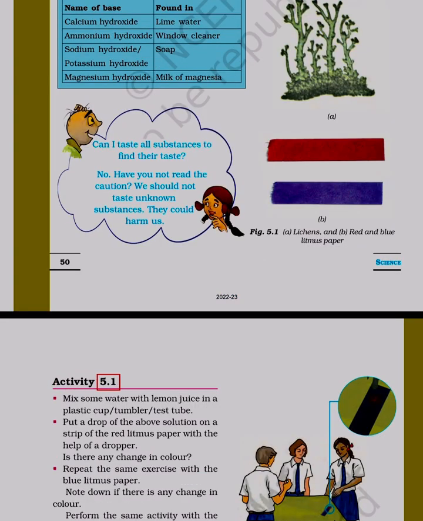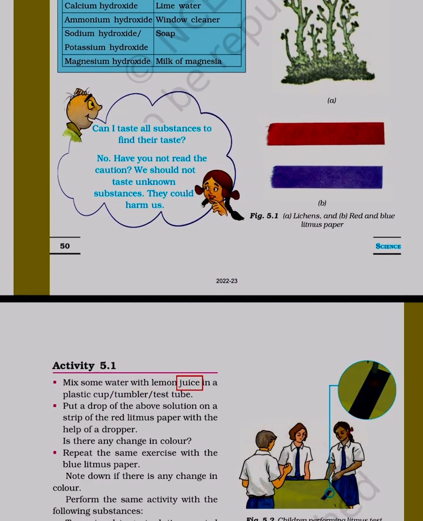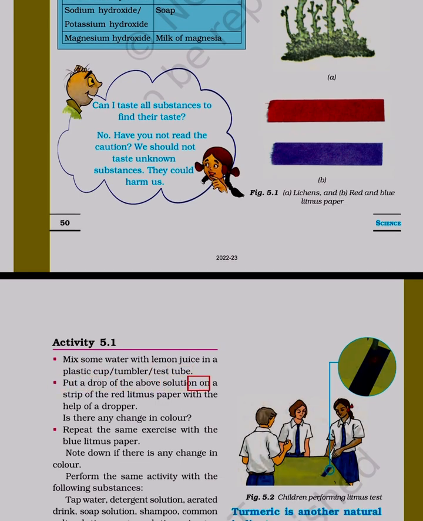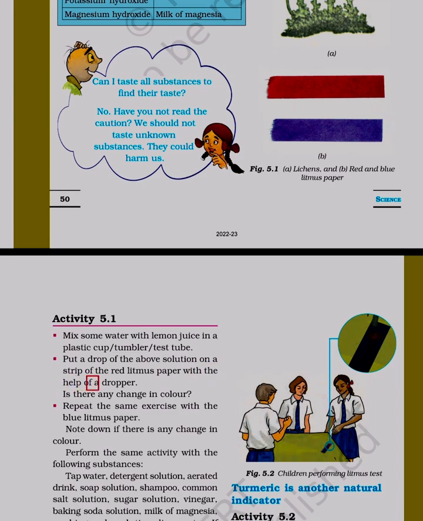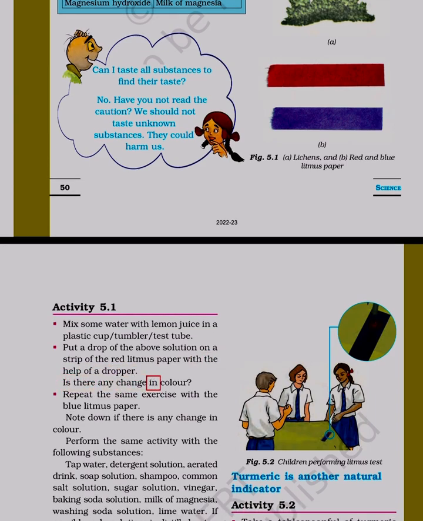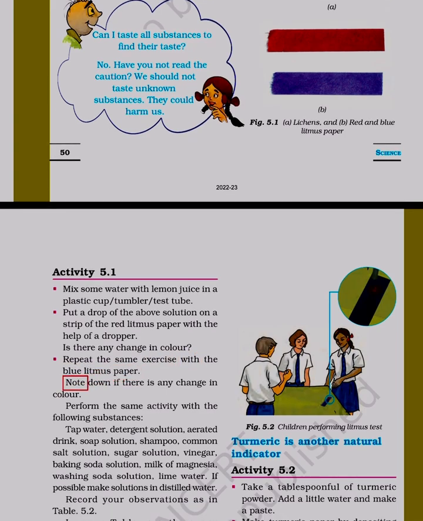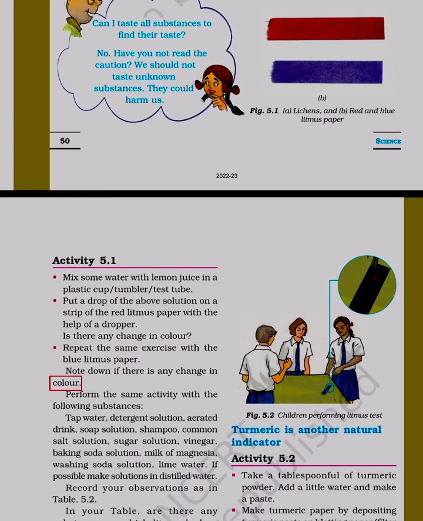Activity 5.1. Mix some water with lemon juice in a plastic cup, tumbler or test tube. Put a drop of the above solution on a strip of the red litmus paper with the help of a dropper. Is there any change in color? Repeat the same exercise with the blue litmus paper. Note down if there is any change in color.